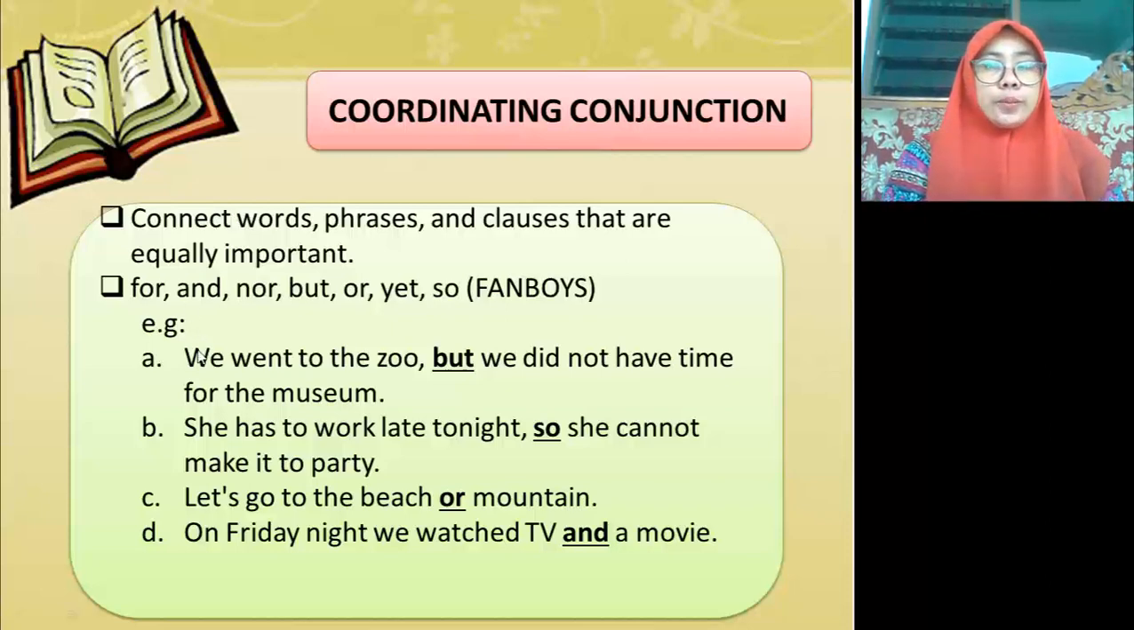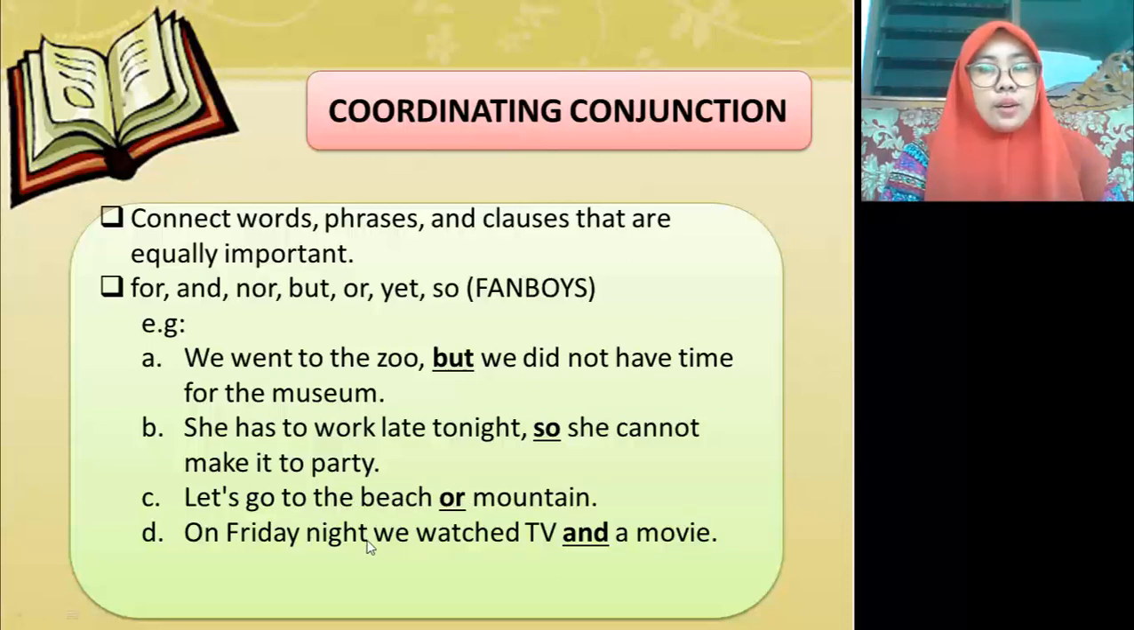For example, we went to the zoo, but we did not have time for the museum. She has to work late tonight, so she cannot make it to the party. Let's go to the beach or mountain.